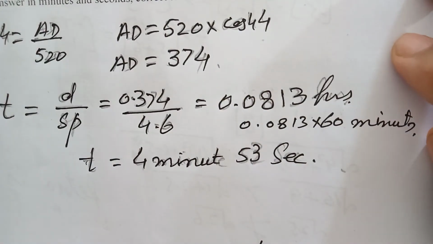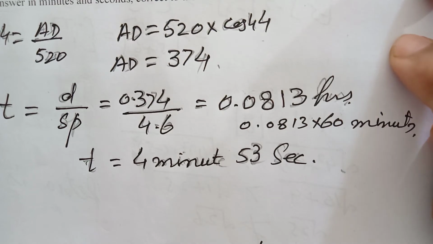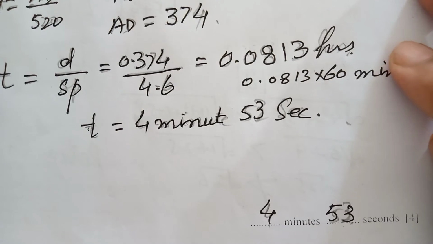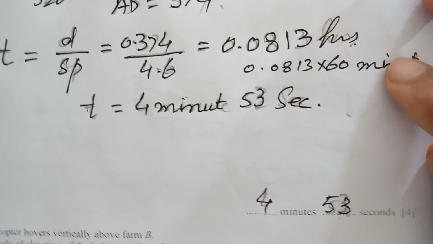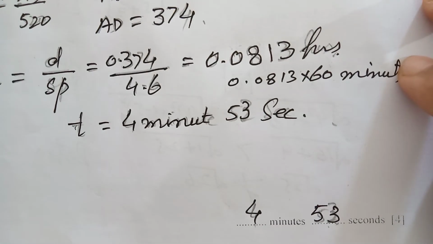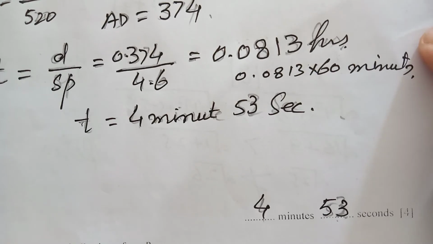This is in meters, so convert meters into kilometers, as speed is in kilometers per hour. So your answer will be 0.813 hours, but he is asking for minutes and seconds. So multiply by 60 to this value, so your answer will be 4 minutes and 53 seconds.